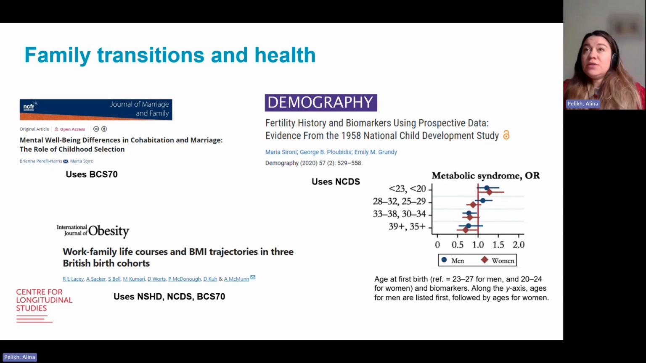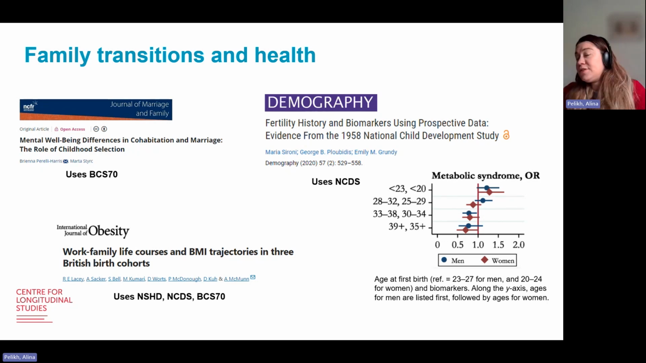And just to say, this uses the 1958 National Child Development Study, which at the age of 44-45 also collected blood samples from the cohort members. Based on these blood samples, a range of biomarkers was derived. For example, this paper looks at whether having children and the timing of having children is associated with health in later life and with biomarkers in later life.